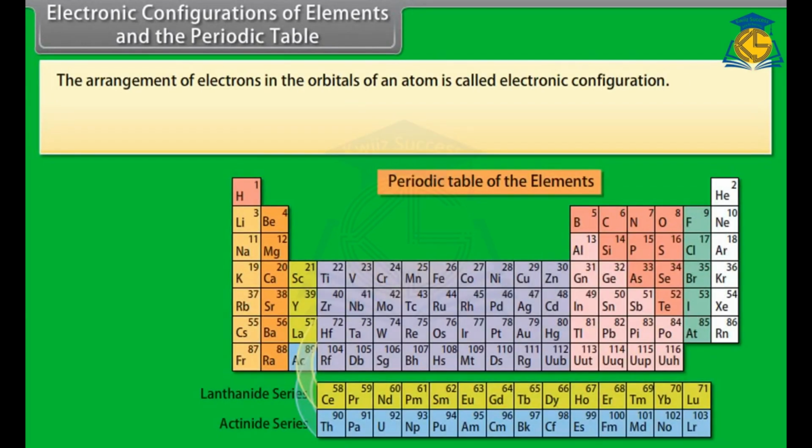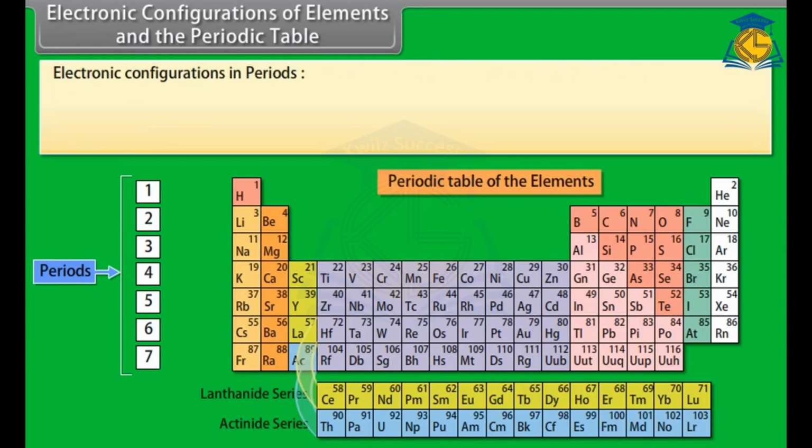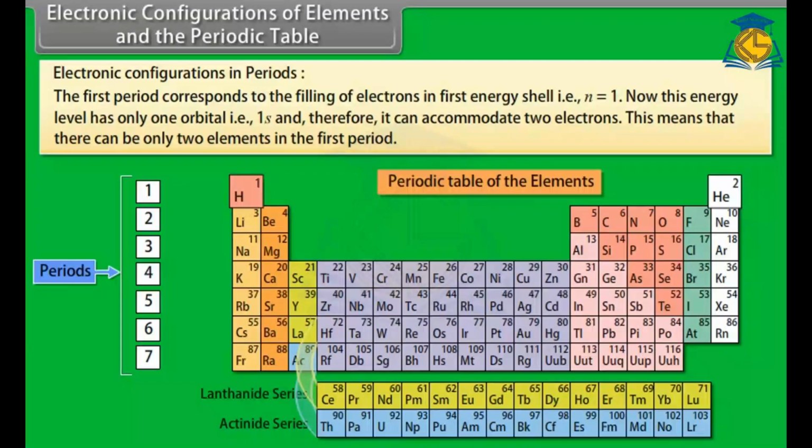The arrangement of electrons in the orbitals of an atom is called electronic configuration. The number of the period represents the principal quantum number of the valence shell of the elements present in it. Electronic configurations in periods. The first period corresponds to the filling of electrons in the first energy shell, that is, n is equal to 1. This energy level has only one orbital, that is 1s, and therefore it can accommodate 2 electrons. This means that there can be only 2 elements in the first period.